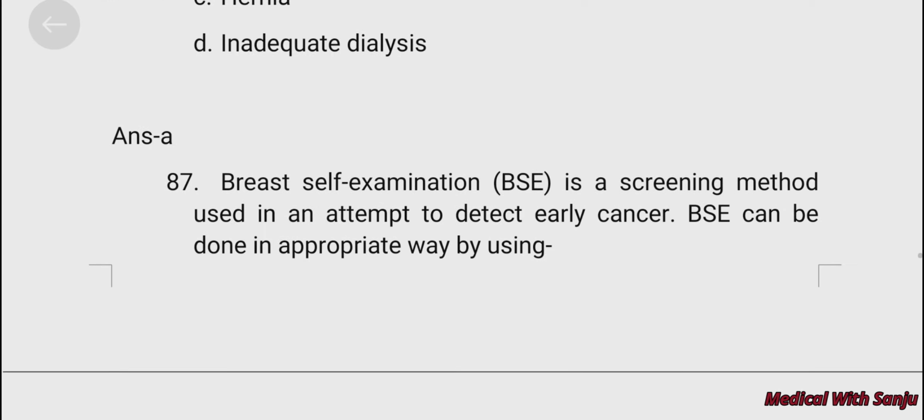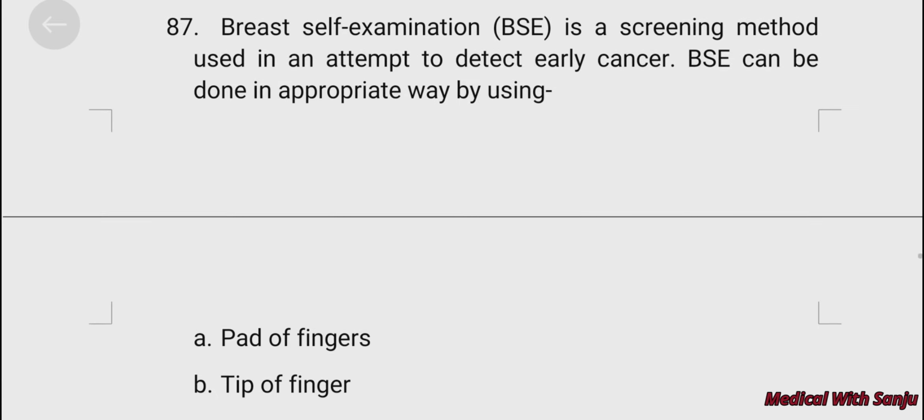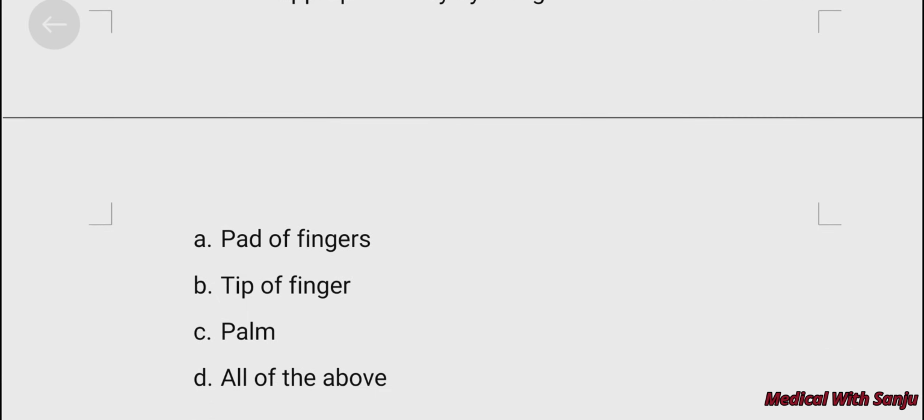Question number 87. Breast self-examination (BSE) is a screening method used in an attempt to detect early cancer. Breast self-examinations can be done in an appropriate way by using option A, pads of fingers. Option B, tip of finger. Option C, palm. And option D, all of the above.